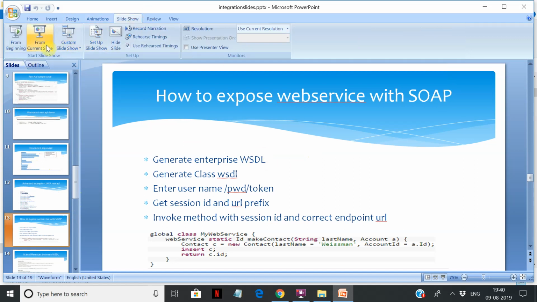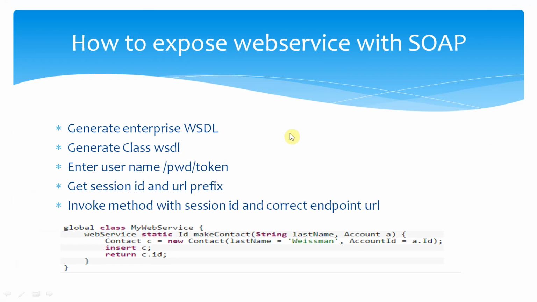Let's look at the web service part of it. We have created a REST API and we have seen it in the workbench. Now let's take a look at the SOAP API and see how to expose the web services. So basically these are the steps that you would do to expose a web service.